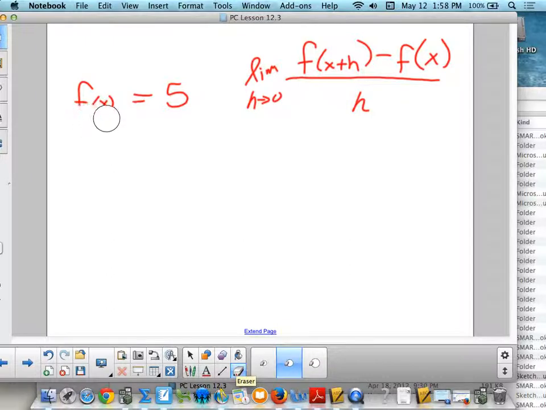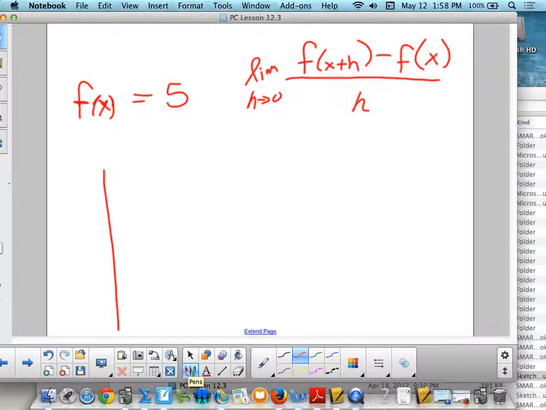What does f of x look like as a graph? It's a line. What kind of line? It's really y equals 5, right? It has no slope. It's a horizontal line. Hey guys, look, it's right here.